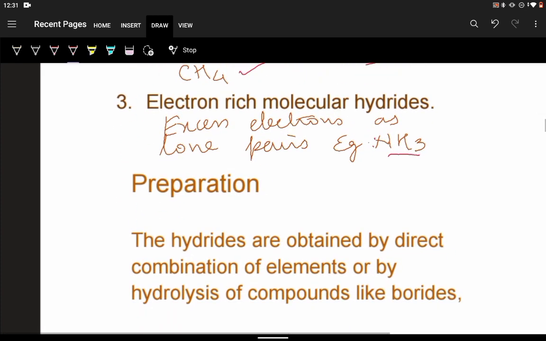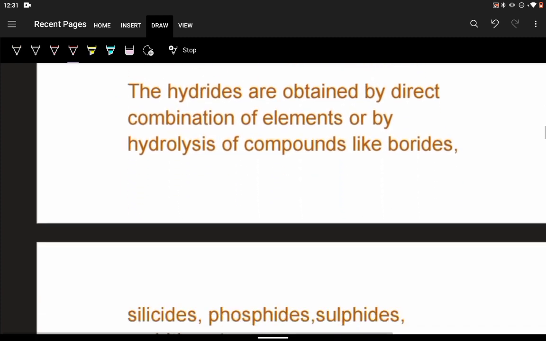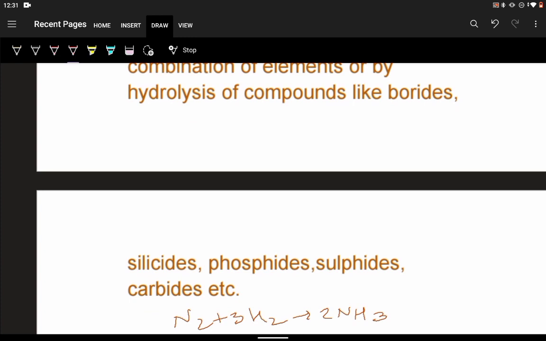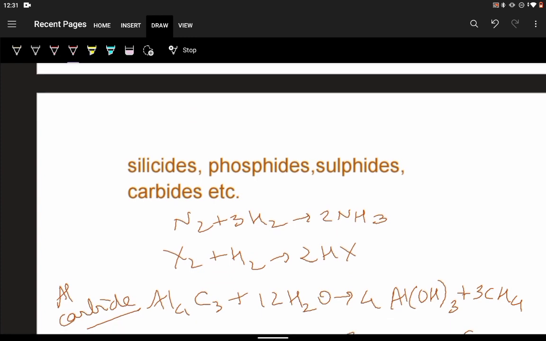Next we have to see the preparation of these hydrides. The hydrides are obtained by direct combination of the elements along with hydrogen, otherwise by hydrolysis of some of the compounds of the elements like the borides or silicides, phosphides, sulfides, carbides, etc. Now see direct combination. N2 and 3H2 together give ammonia. This is a direct combination. In the same way X2 plus H2 gives 2HX. These two are the examples of direct combination.